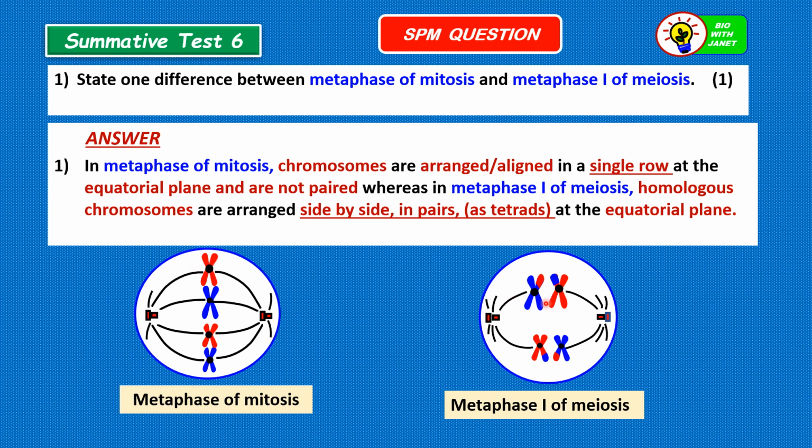Whereas in metaphase 1 of meiosis, homologous chromosomes are arranged side by side like this. So 2 homologous chromosomes together side by side. So homologous chromosomes are arranged side by side in pairs at the equatorial plane in the center of the cell. Alright, so this is how we describe the behavior of the chromosomes in metaphase of mitosis and metaphase 1 of meiosis. So you need to memorize this difference also. It's a popular question.